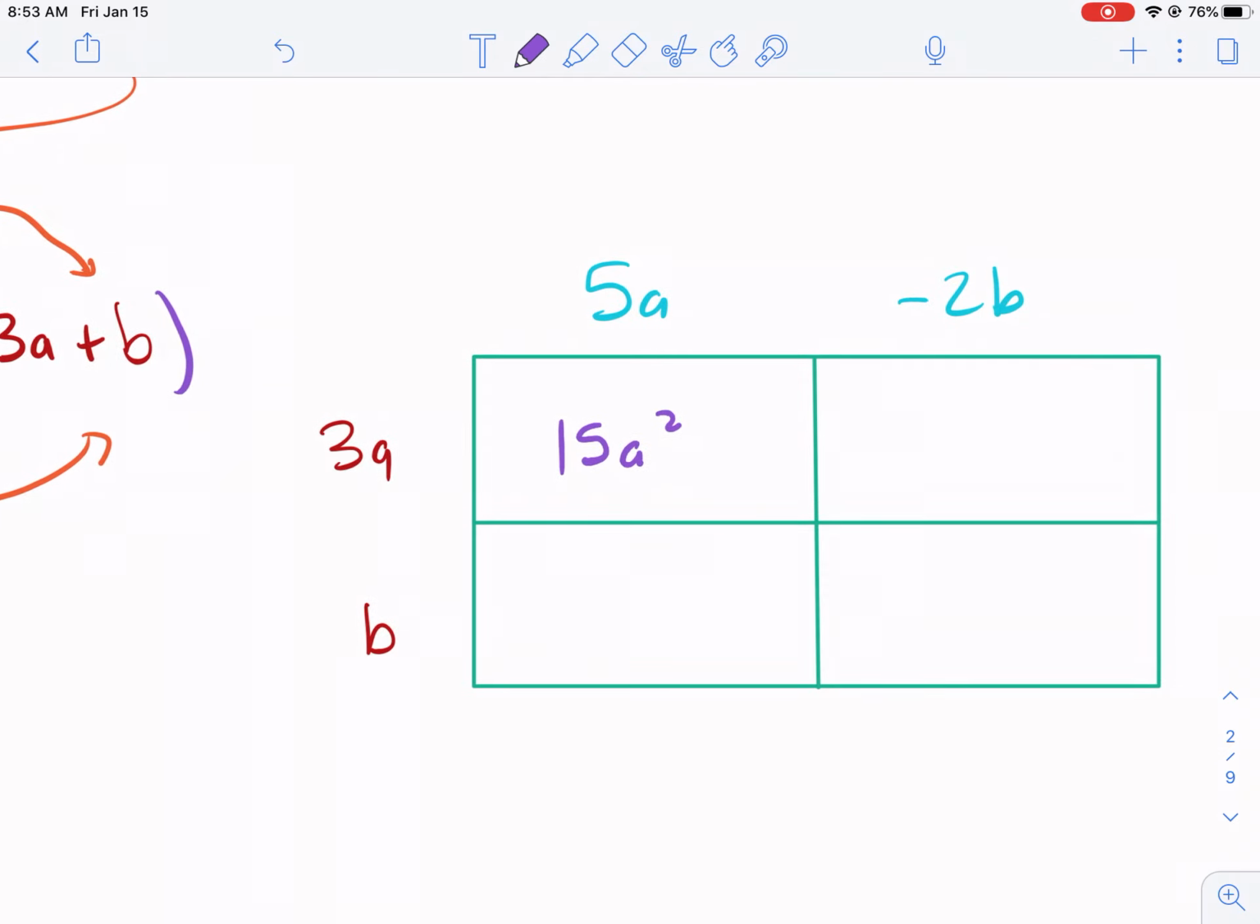5a times 3a gives you 5a squared. This is what we're doing. We're just multiplying. I don't know if you guys remember lattice or whatever when you were first learning multiplication, but essentially we're just multiplying these rows together like that.